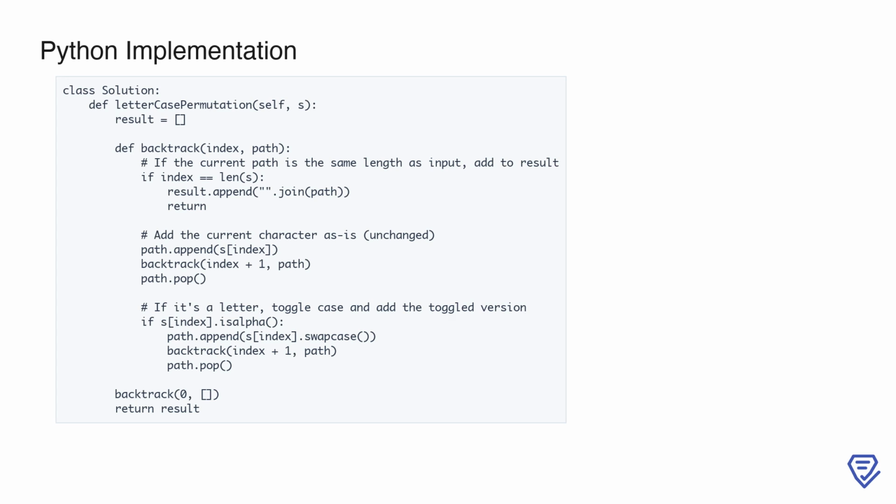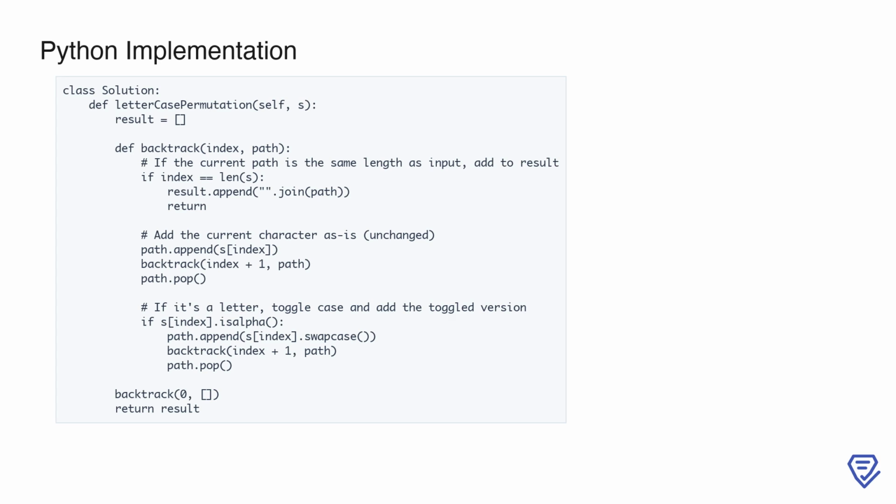For each character in s, we first add it to the path as is, unchanged, and recursively call backtrack with the next index. After the recursive call, we backtrack by removing the last character from path. If the current character is a letter, we also create a toggled version of it using the swapcase method, add it to path, and recursively call backtrack again. After this call, we backtrack by removing the toggled character from path. The recursion explores all combinations, toggling the case of letters while leaving other characters unchanged. The final result is a list of all valid permutations, which is returned at the end of the function.